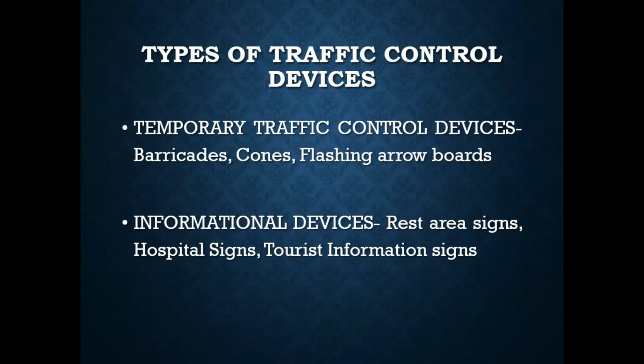So they are temporary because it is for a short period while an occurrence is going on on the road, maybe an accident, or a vehicle being cleared, or construction like I said earlier. Some of the devices being used here, or the signs, are the barricades, the cones, and the flashing arrow boards. So these are some of the signs when we're talking about temporary traffic control devices.